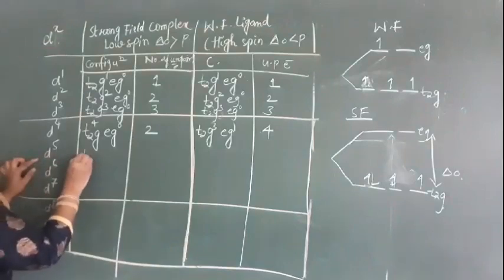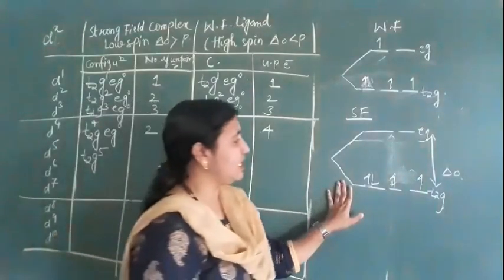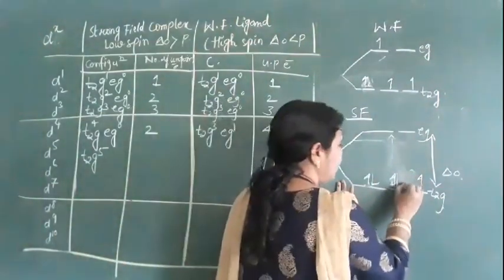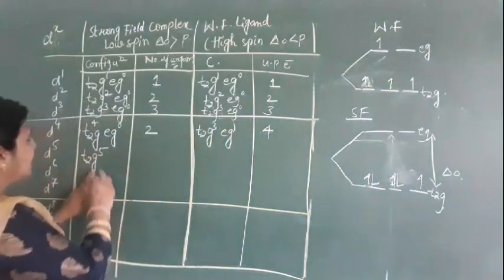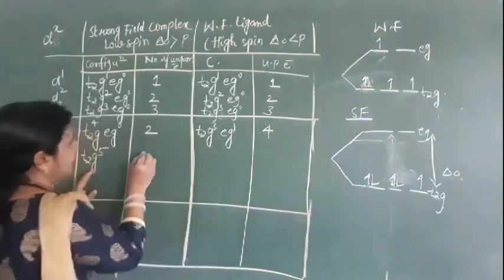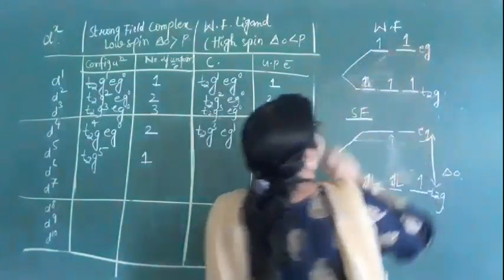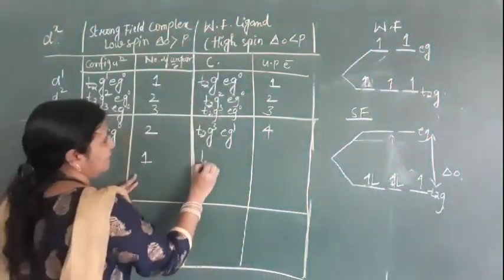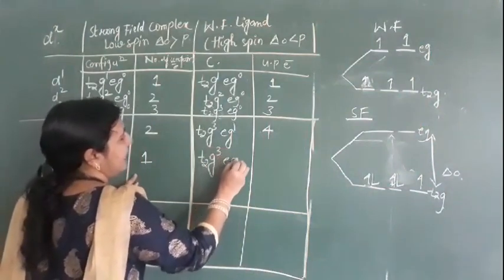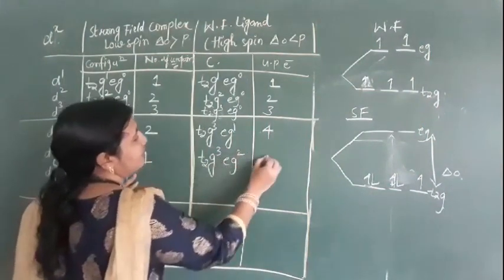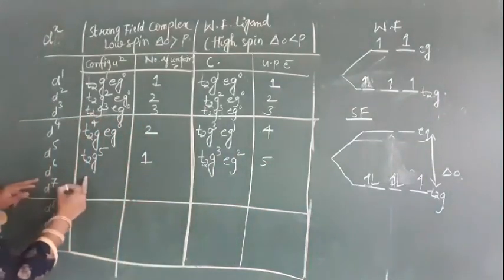Okay. Next we have d5. For d5, what is it? t2g5 for strong field. This is a strong field ligand, so the next electrons enter into the t2g only. So it is t2g5, and the number of unpaired electrons is 1. But in the weak field case the next electrons enter into the eg set. So the electronic configuration is t2g3 and eg2. Number of unpaired electrons: 5.